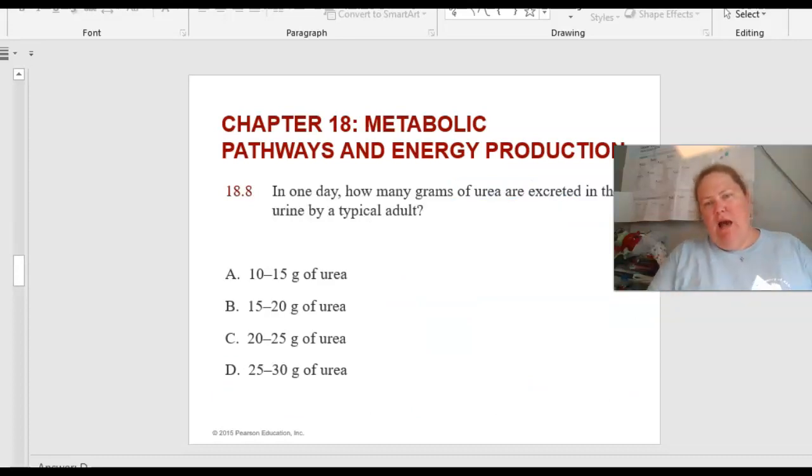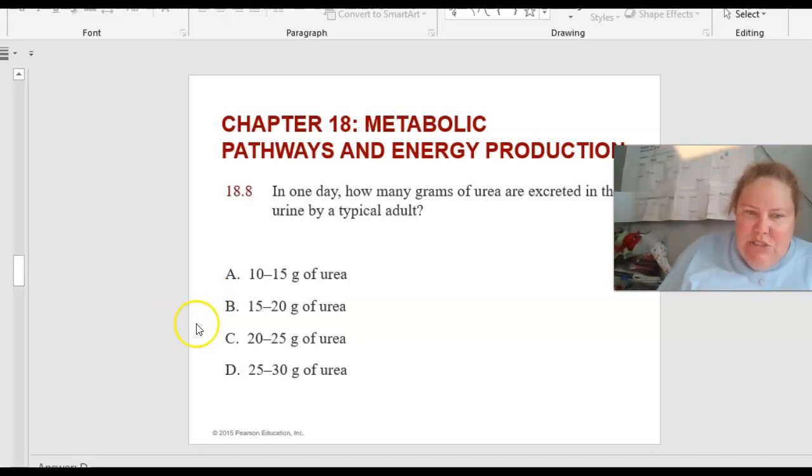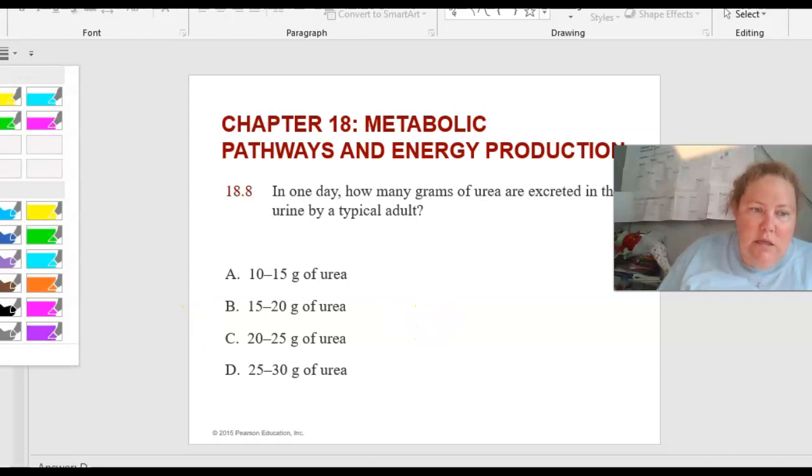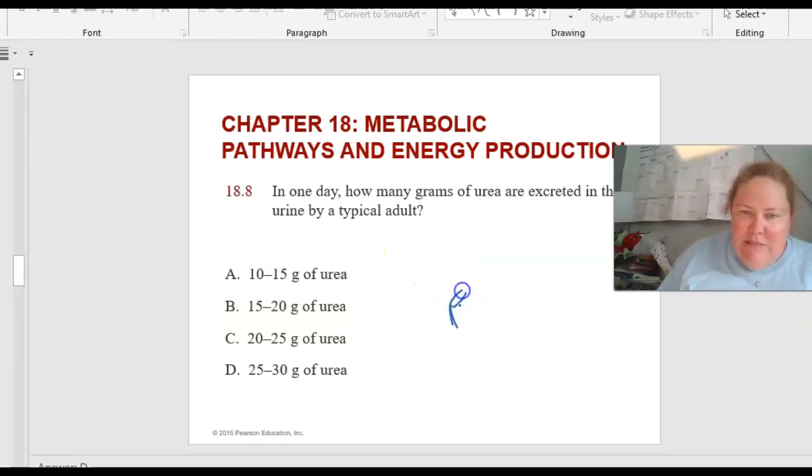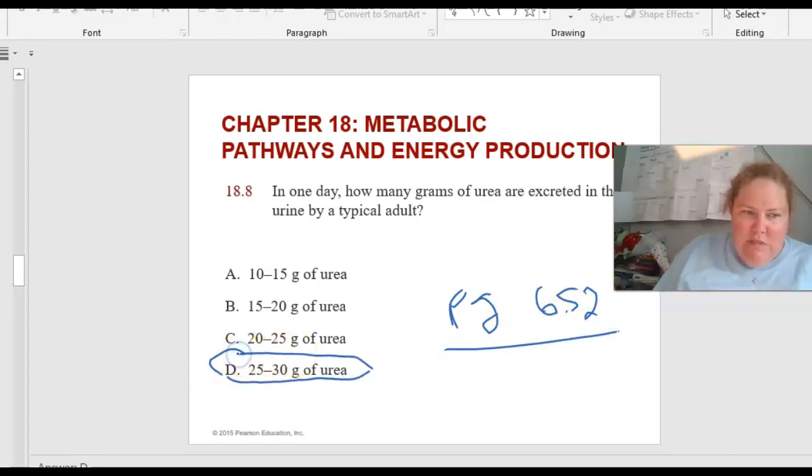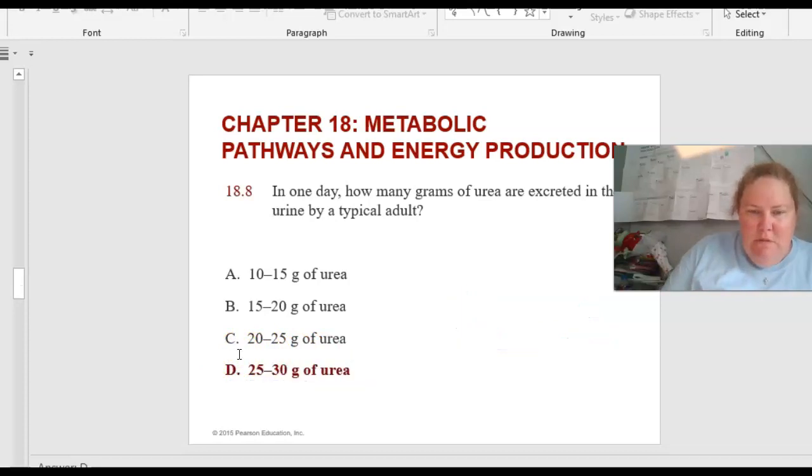Okay, in one day, how many grams of urea are excreted in the urine by a typical adult? And this you can find on page 652. If you look at page 652, you will see that it's going to be 25 to 30 grams of urea.